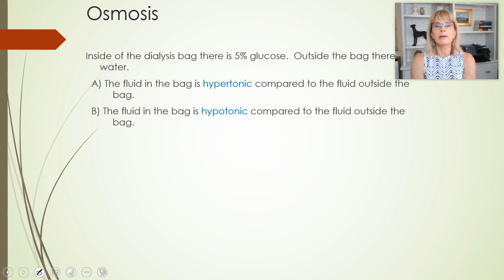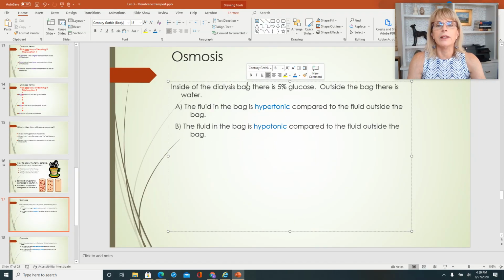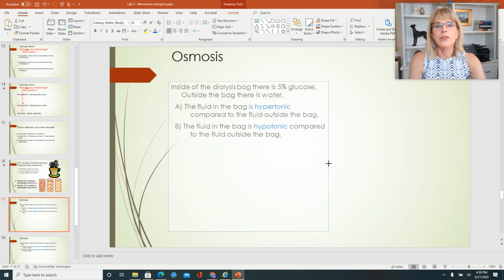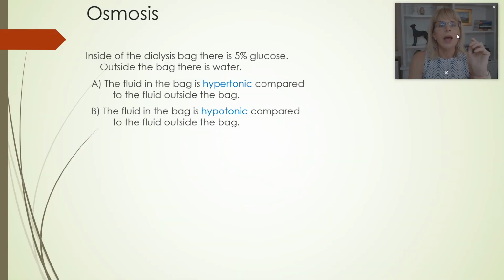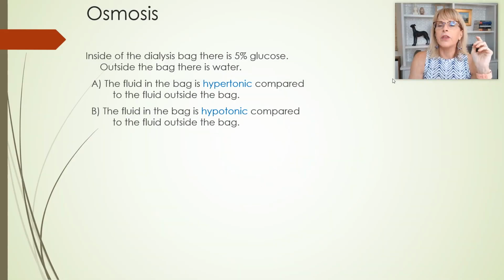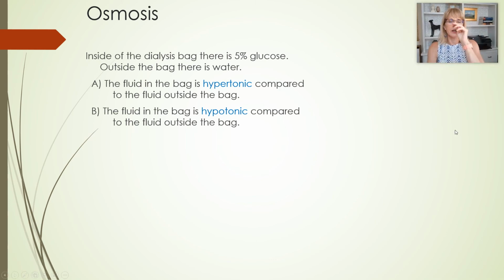Okay, inside the dialysis bag, it doesn't matter what a dialysis bag is. Inside the dialysis bag, there is 5% glucose, right? Outside the bag, there is water. Ooh, yay, there's water somewhere, okay? So which one is hypotonic? The fluid in the bag or the fluid out of the bag?